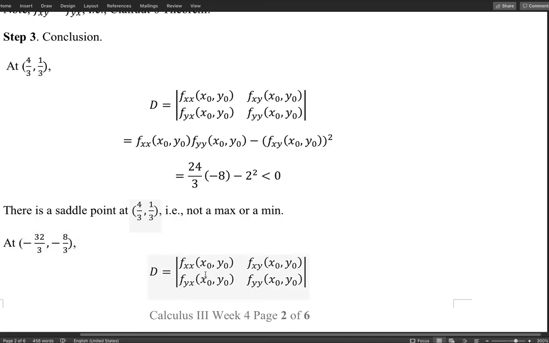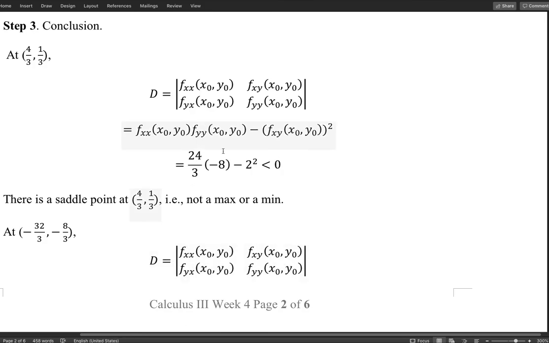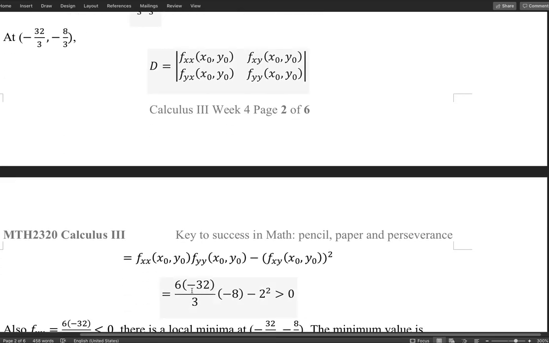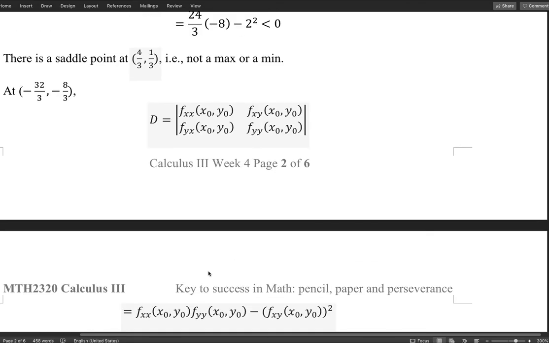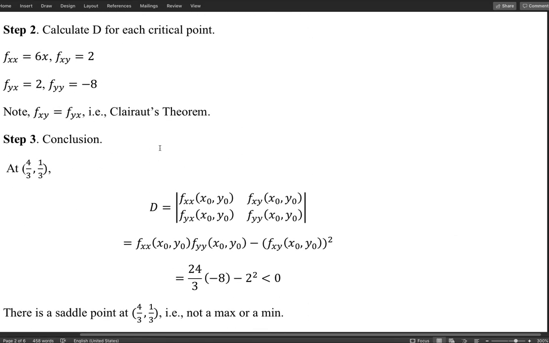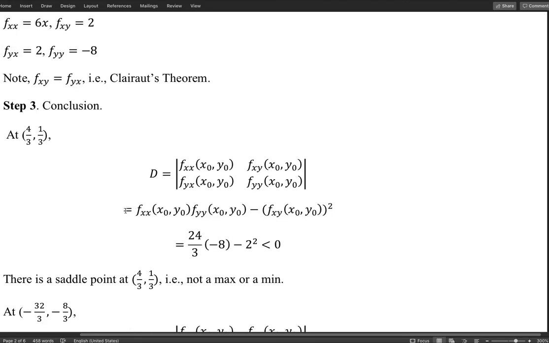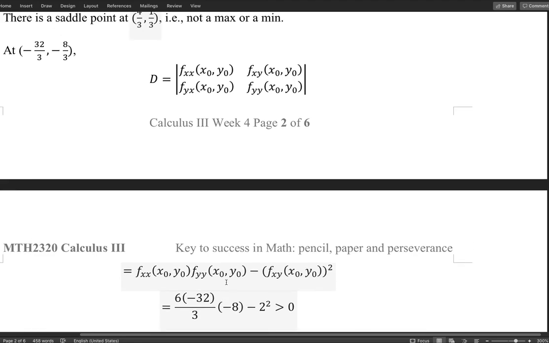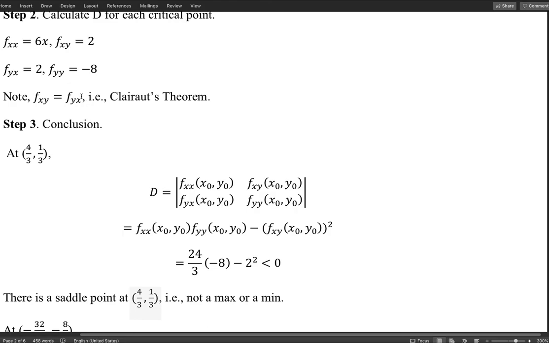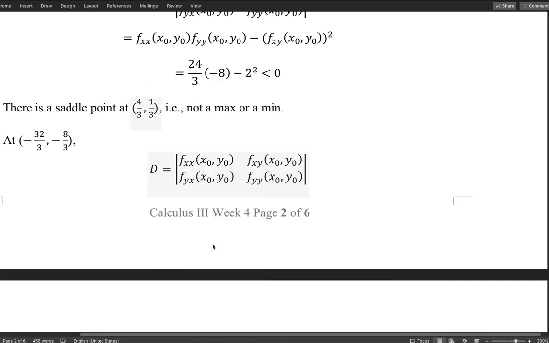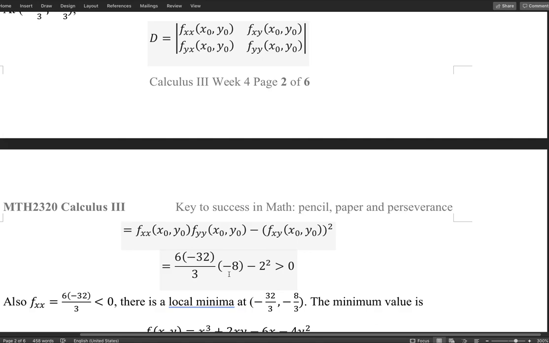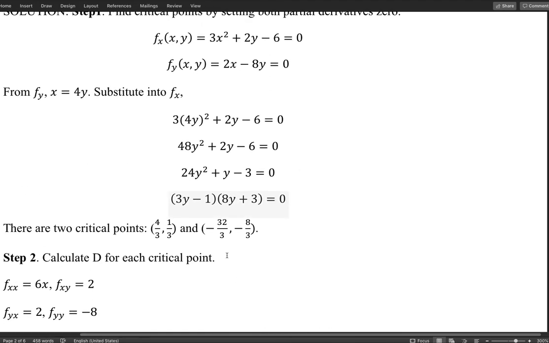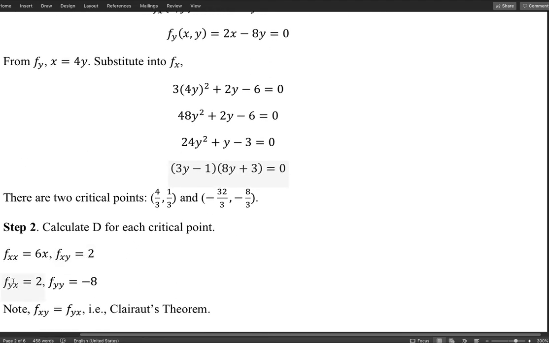Accordingly, I calculate the determinant again. Formula-wise, it's the same formula. I just copy and paste it, but there are different numbers. So fxx is as calculated over here: 6 times the x value. And fyy, according to the calculation we did previously, is negative 8. That's a constant. So fxx times fyy minus fxy squared. fxy is also calculated from the previous step. It's a 2, and fyx is the same.